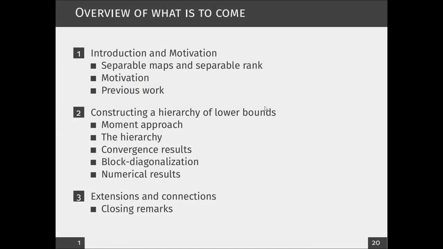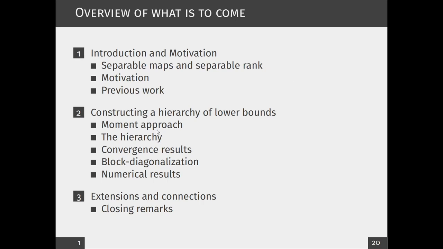So an overview of what is to come. I will introduce what is called separable maps and the separable rank of said maps. Then I will motivate to you why this is an important topic to study. And to drive home the message, I'll show you previous work that has been done on this topic. Because it's a big field, I can only touch upon the pieces which are most relevant to the work I'll be discussing now. So after that, we jump into the mechanics, which is we'll be constructing a hierarchy of lower bounds for the separable rank.